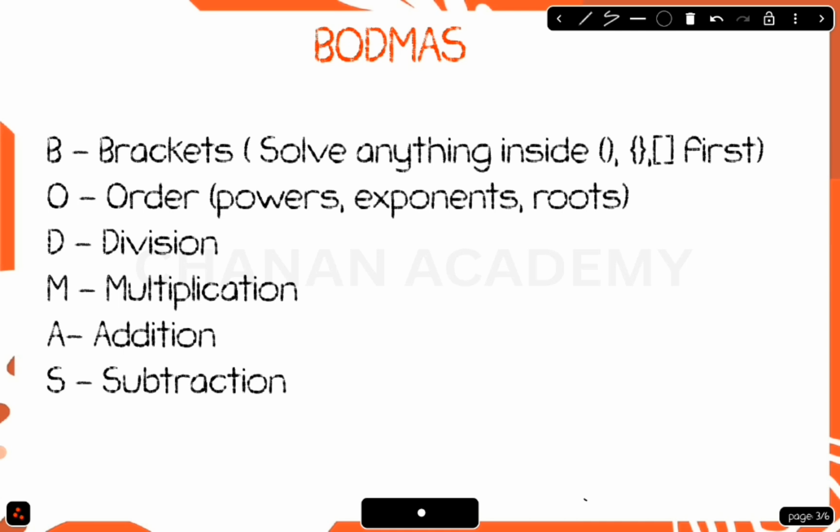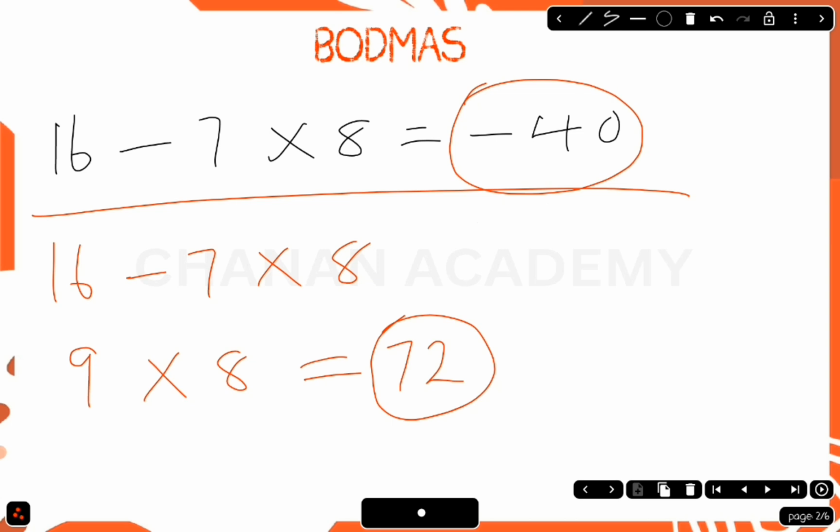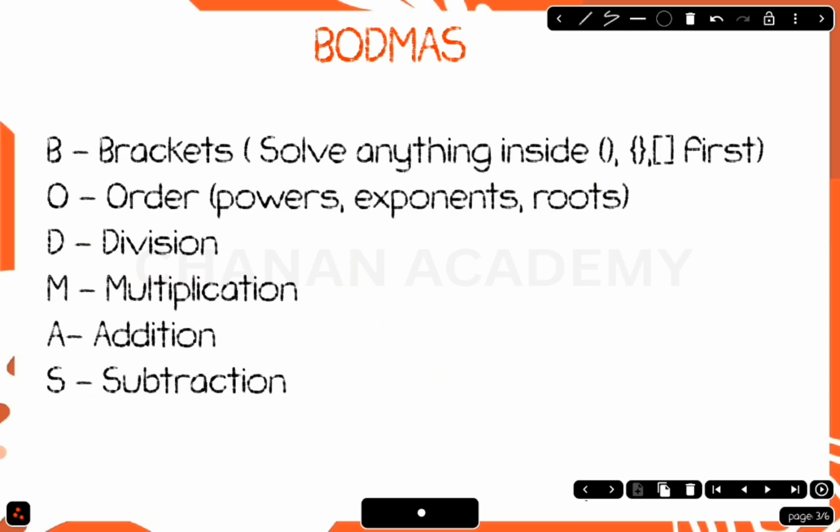The B means brackets. It means we start solving anything inside the brackets. If there's anything inside the bracket, that's what we'll start solving first. Like in our previous example, there's nothing inside the bracket. After that, the O means order, and that means power and root. Examples are like 2 squared, this is power, and root, we can say root 4. These are order.